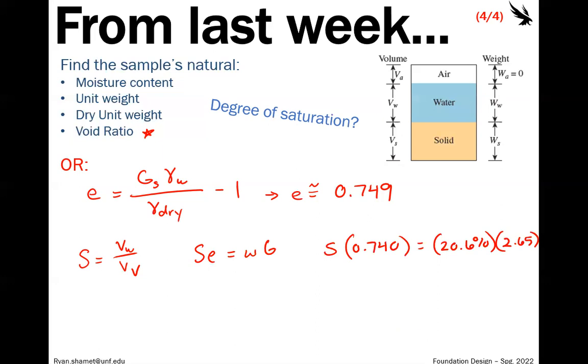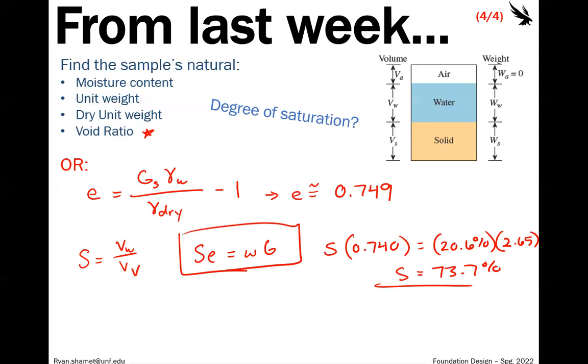Then solve for one of those. So this is probably one of the easiest and most important relationship equations here. That will save you a lot of time on the FE too, to know that one. So that is how we could find the degree of saturation.